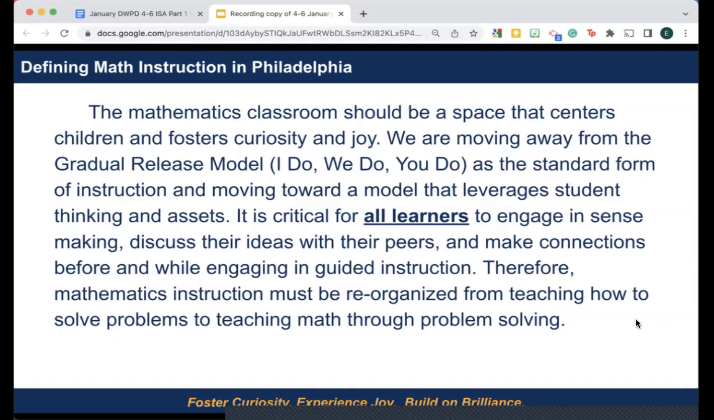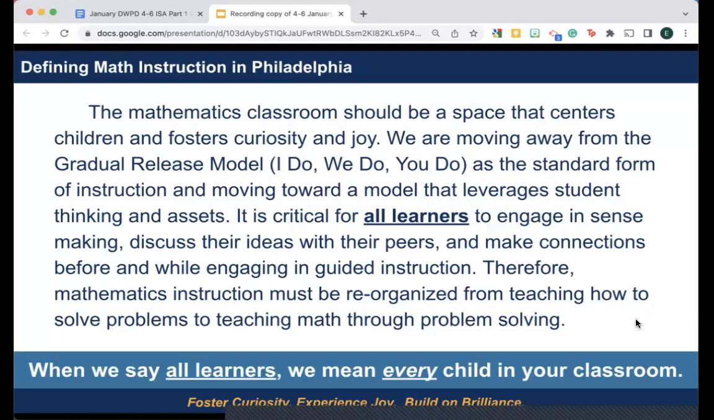And I want to note that when we say all learners, we mean every single child in our classroom. To me, this definition reminds me that learning is an active process. I learn by doing. I learn by struggling and making mistakes. I learn by collaborating.